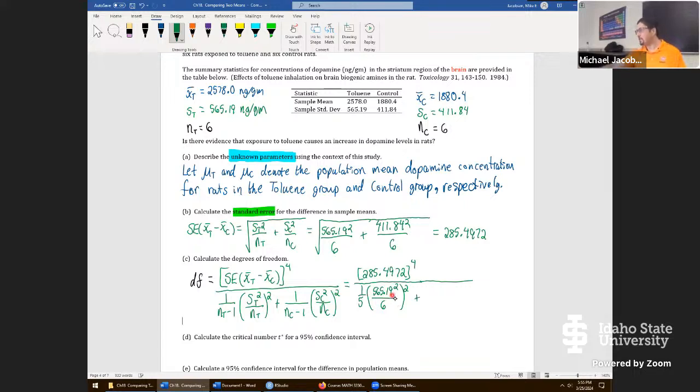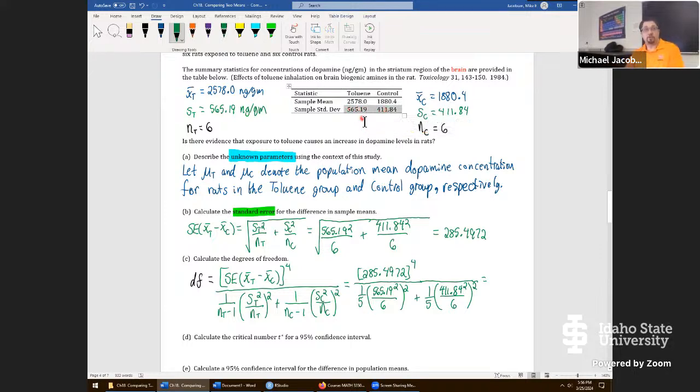So plus, now we should be looking over here for this next portion. Just like before, we'll have 1/5, sample size reduced by 1. Then take the 411.84, square it, divide by the full sample size of 6 for that group, square that, and we should have our degrees of freedom.